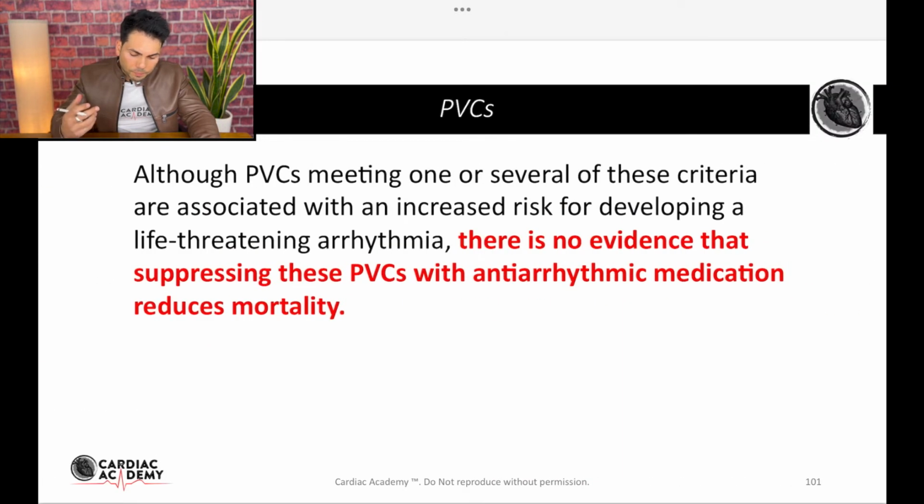Now, even though PVCs can be dangerous in the setting of the 5 rules of malignancy, there is no proven benefit to treat them or prevent them with antiarrhythmics. In the case of someone who has a high PVC burden and they feel very symptomatic, you can try to start something for symptom relief, but it's not going to do anything for mortality, okay?